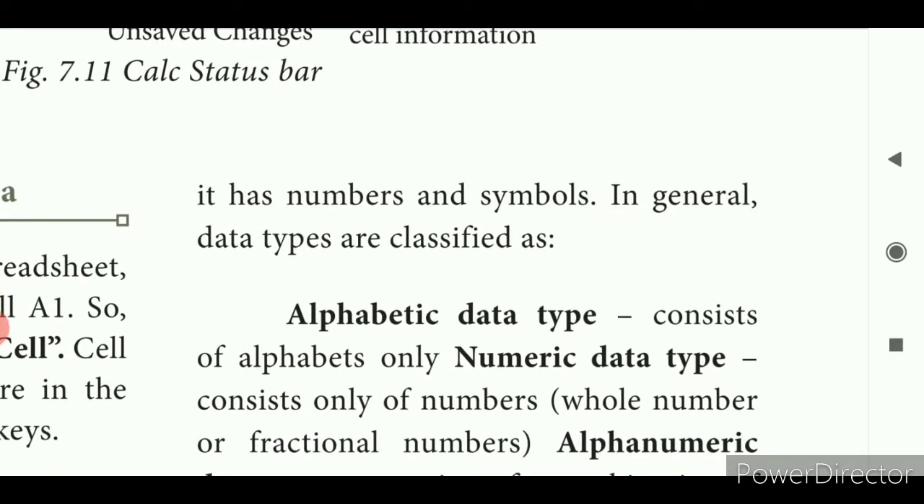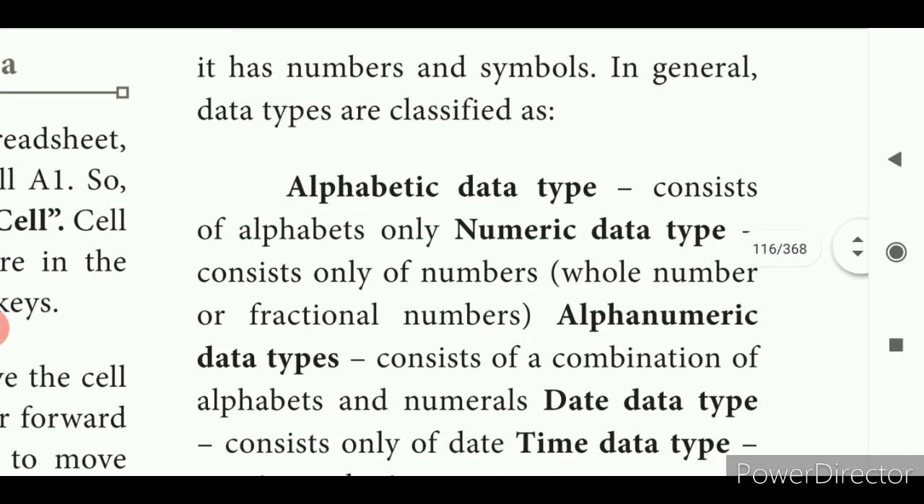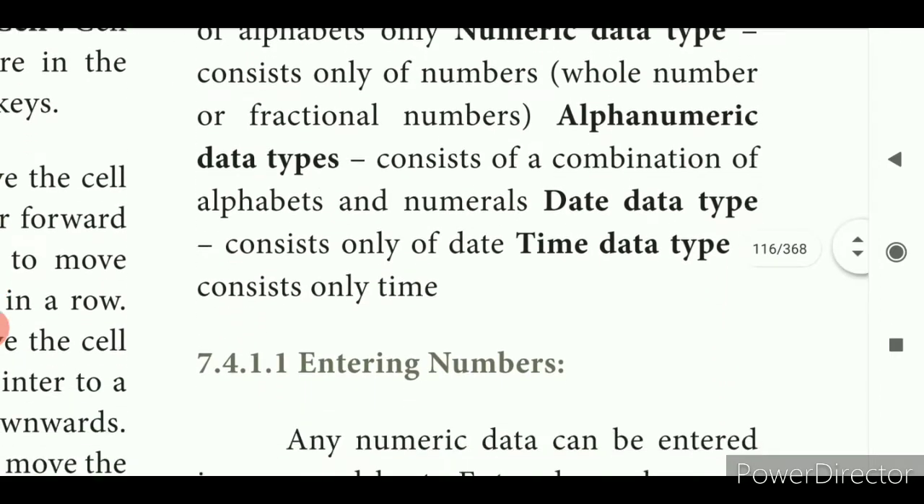In general, data types are classified as follows. The alphabetic data type consists of alphabets only. The numeric data type consists of numbers. In the numeric data type you have two types: one is whole number, another is fractional number. Fractional number means decimal values like 47.67. Whole number is only 47. Then alphanumeric, as the name itself says, is a combination of alphabets and numbers. Then the date data type and the time data type.